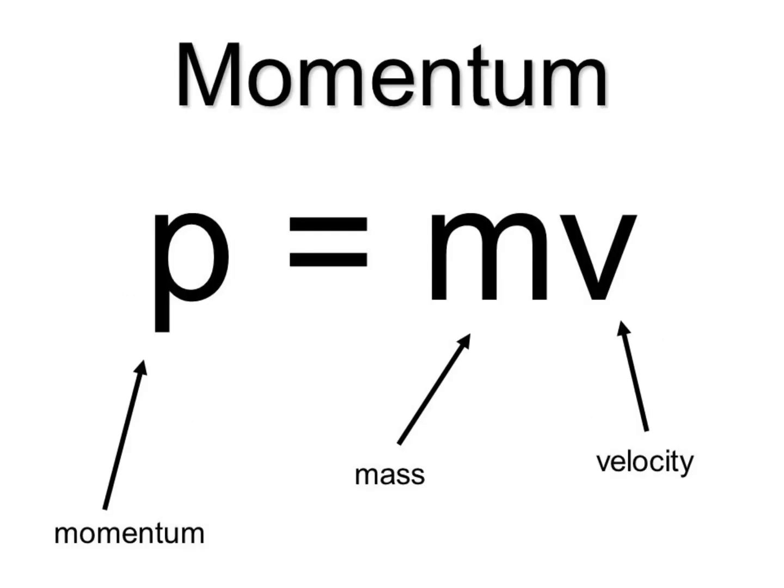The formula for linear momentum is p equals mv, where p is momentum, m is mass, and v is velocity. The units of momentum are kilogram meters per second.